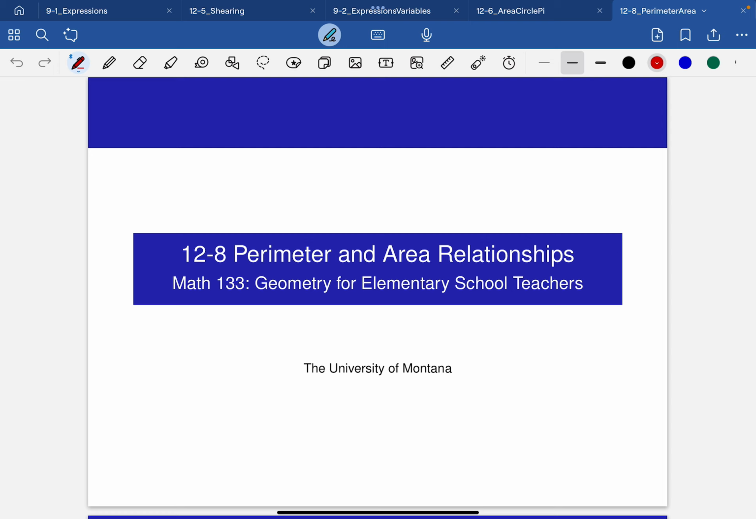Beckman thinks it's important that we explore a little bit about the misconceptions about perimeter and area relationships. This is an interesting topic because it has shown up in the literature that many students as well as teachers think that as perimeter goes up, so does area, and that's not always the case. So let's talk about that today.